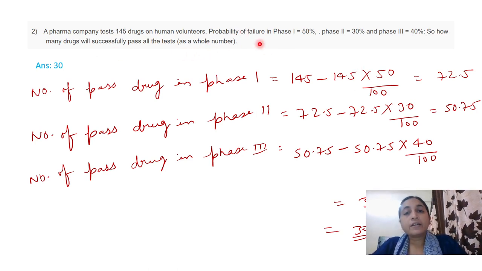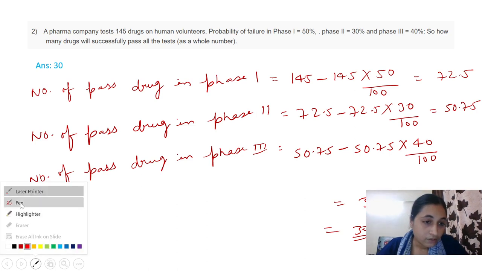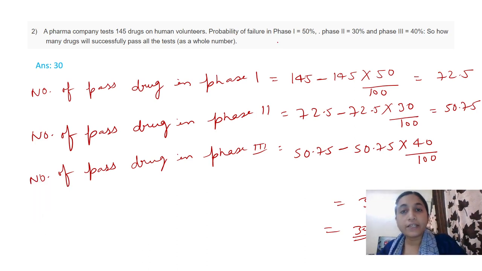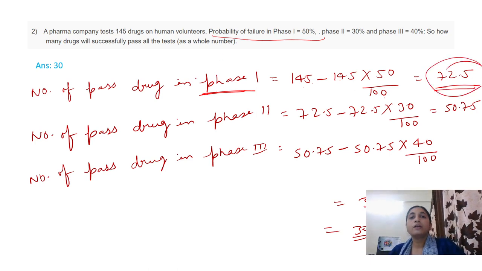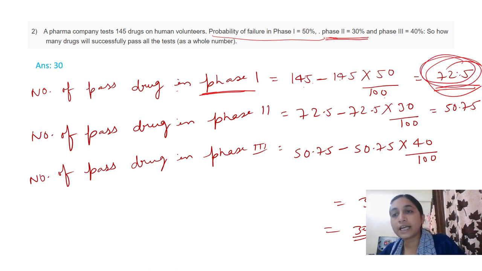So what we will do here, first we will check how many drugs have passed phase 1. The total number of drugs is 145, and the question gives the probability of failure in phase 1 as 50%. So how many drugs have passed phase 1? 145 minus 145 into 50 upon 100. So this much drug has passed phase 1, and we will take this much drug for the phase 2 trial. In phase 2, the probability of failure is 30%.